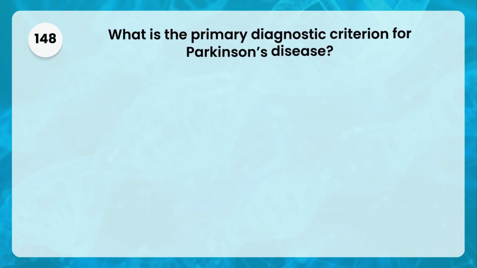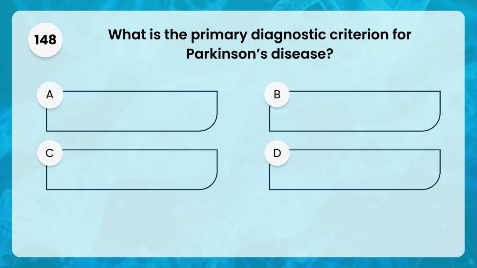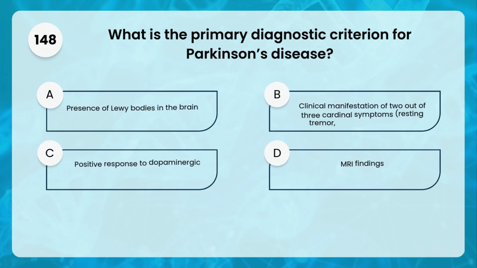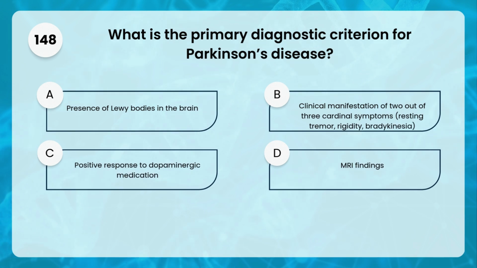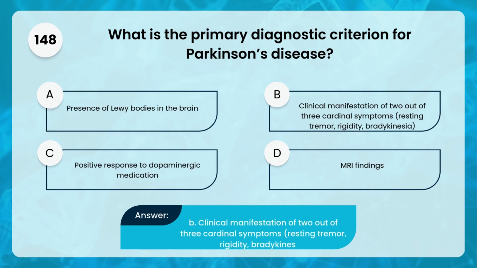148. What is the primary diagnostic criterion for Parkinson's disease? A. Presence of Lewy bodies in the brain. B. Clinical manifestation of 2 out of 3 cardinal symptoms: resting tremor, rigidity, bradykinesia. C. Positive response to dopamine medication. D. MRI findings. The answer is B. Clinical manifestation of 2 out of 3 cardinal symptoms: resting tremor, rigidity, bradykinesia.